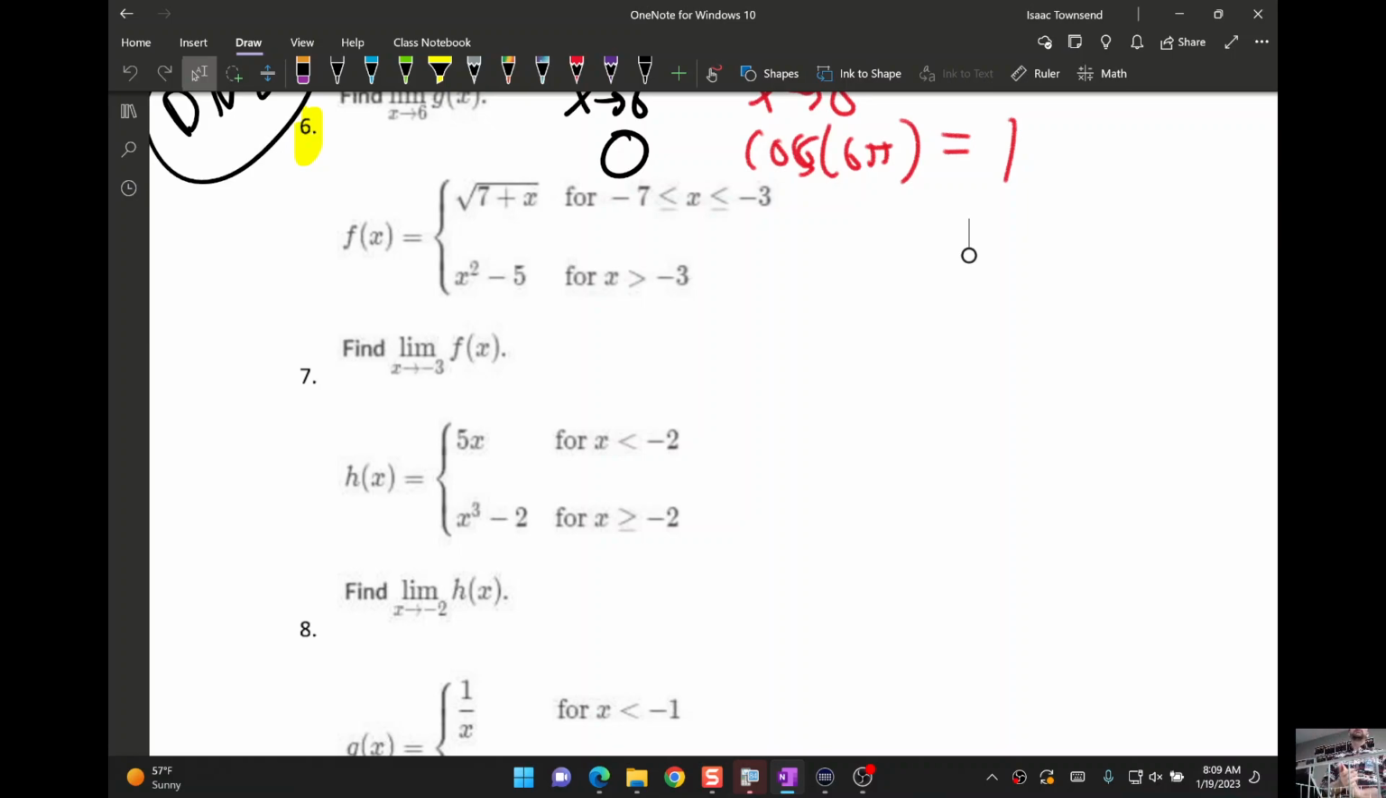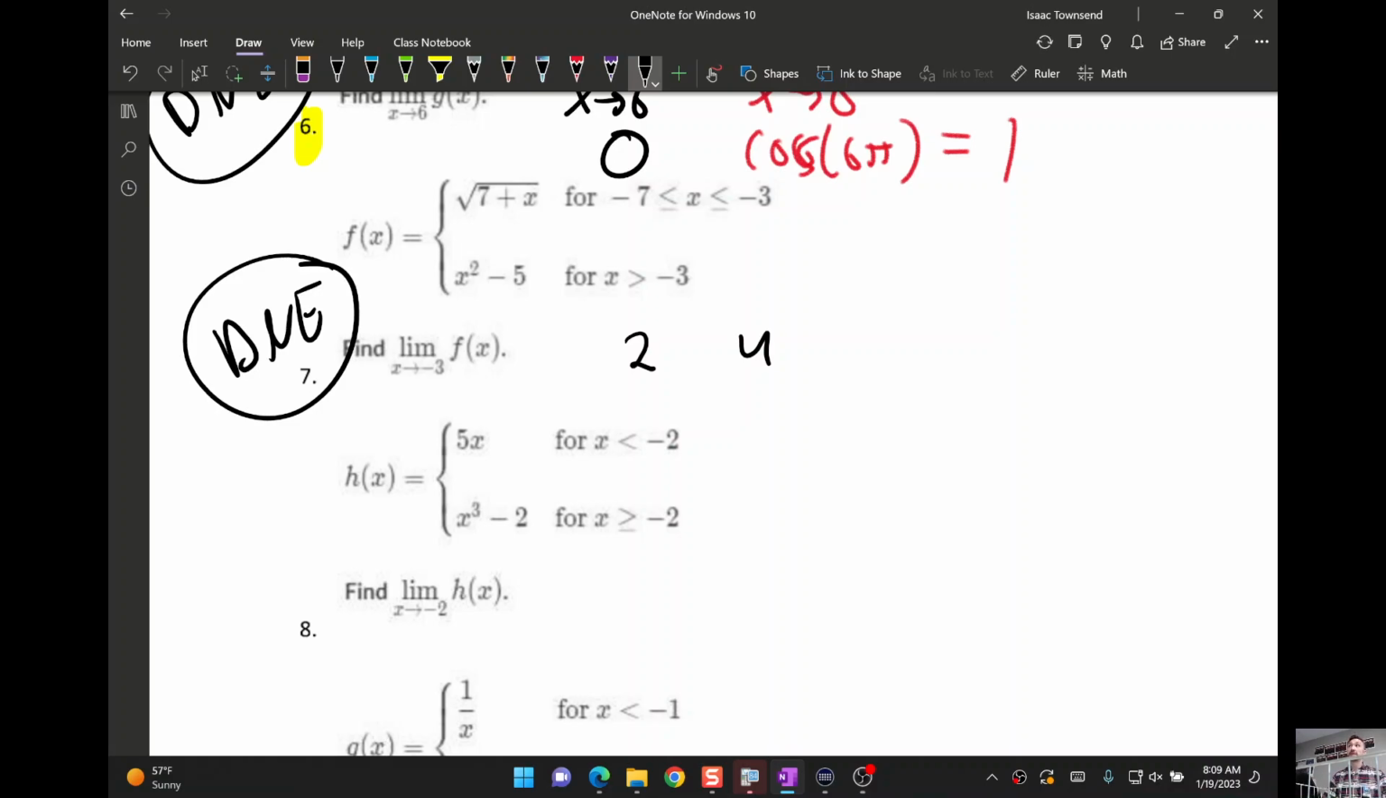Does anybody need longer to check these last ones? Okay, so I'm doing this on the fly here, so speak up if you disagree with me, but it looks like from the left on number 7 it should be 2, and on the right it would be 4. Since those are not the same, number 7 I would say does not exist.